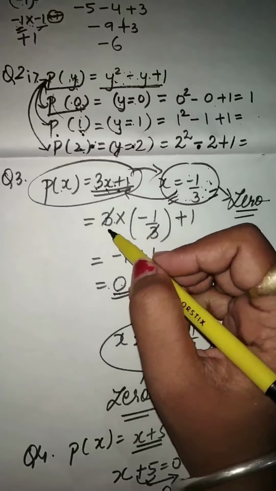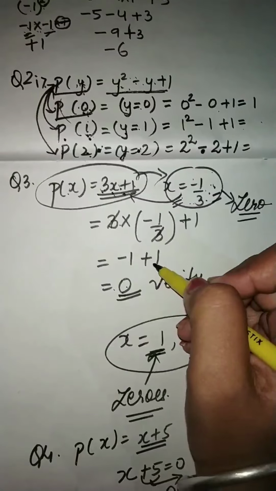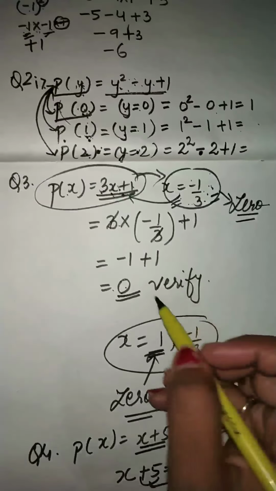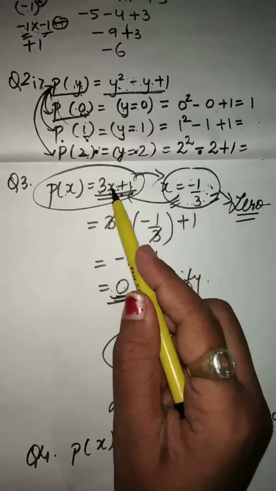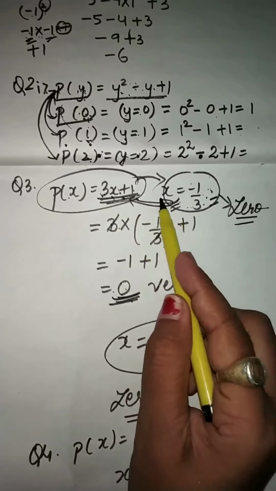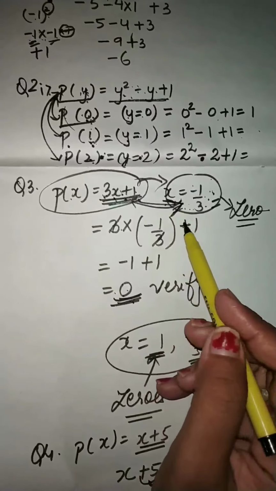This 3 and this 3 will get cancelled. What is remaining over here? Minus 1 plus 1, so this will come as 0. As we are getting the answer as 0, what does this mean? That this polynomial has a 0, has 1 zero, as this one.